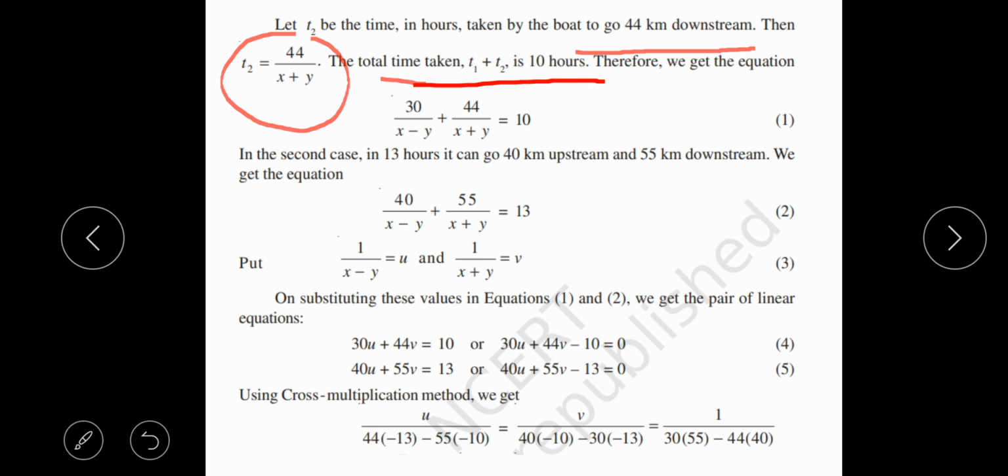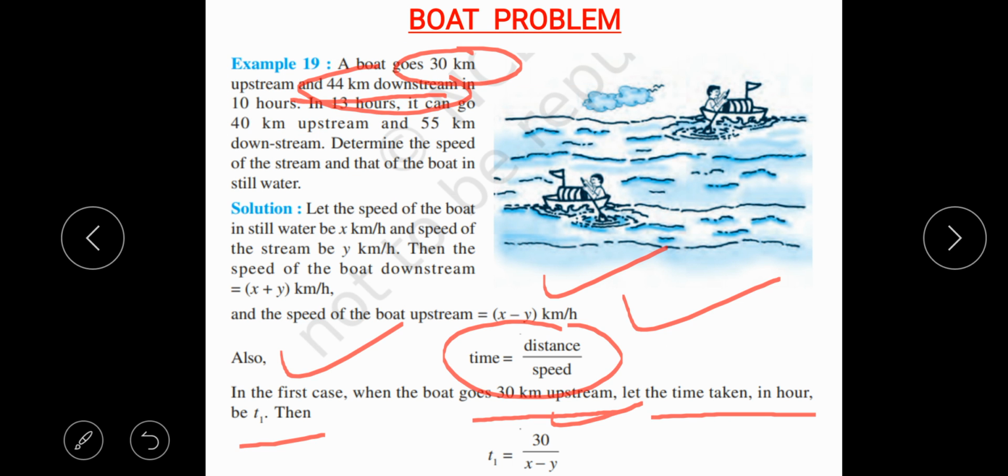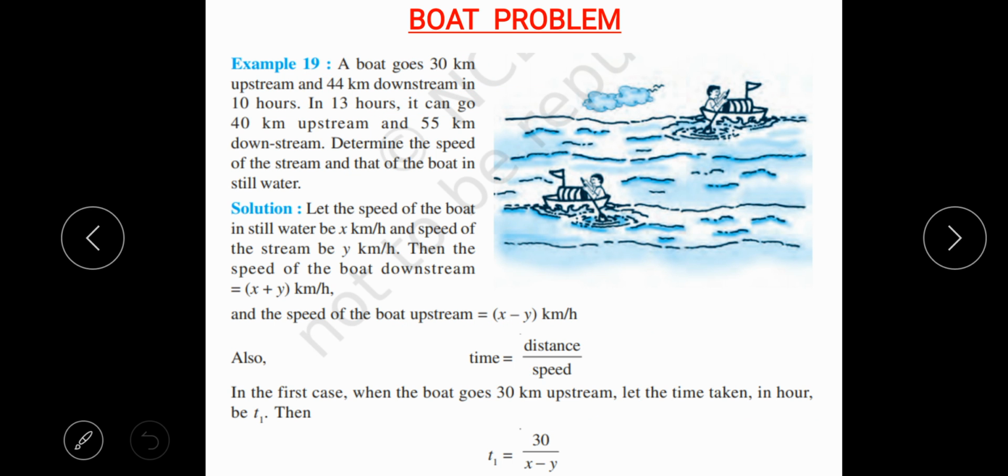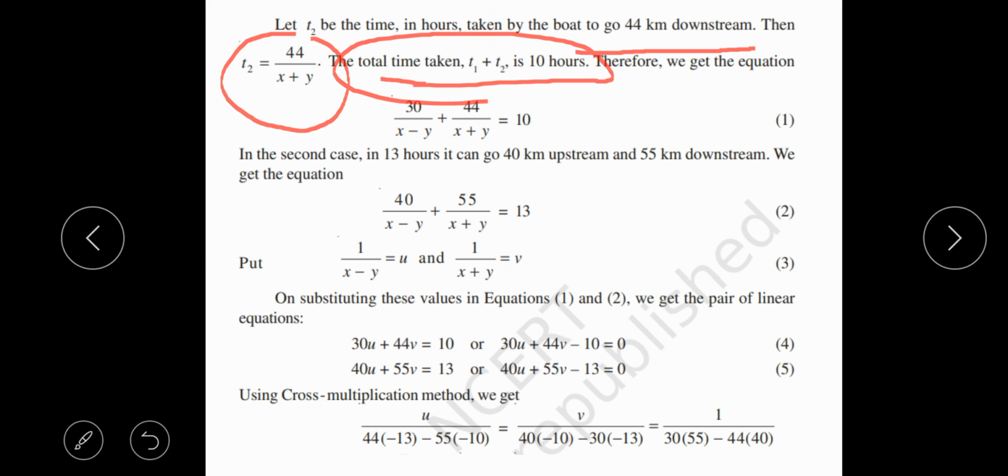So therefore, in the question the total time given is 10 hours. So here total time means t1 plus t2. We have to add them and equate this equal to 10. Give it as number 1 equation.